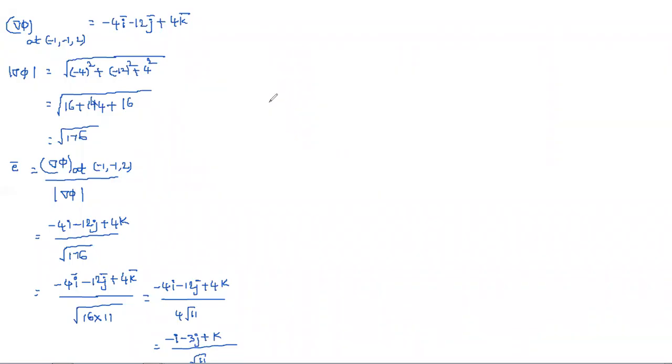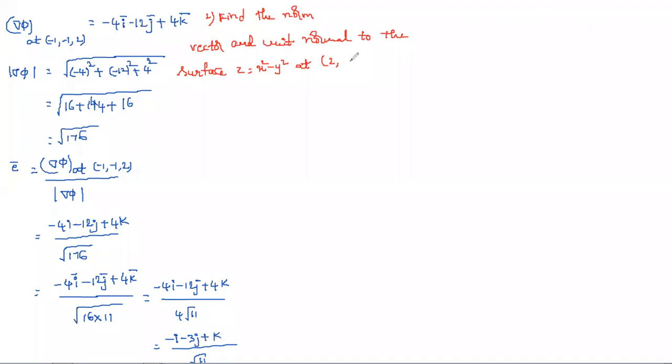The next problem: find the norm vector and unit normal to the surface x square minus y square equals z at (2, 1, root 3). They may ask for the norm or the normal.